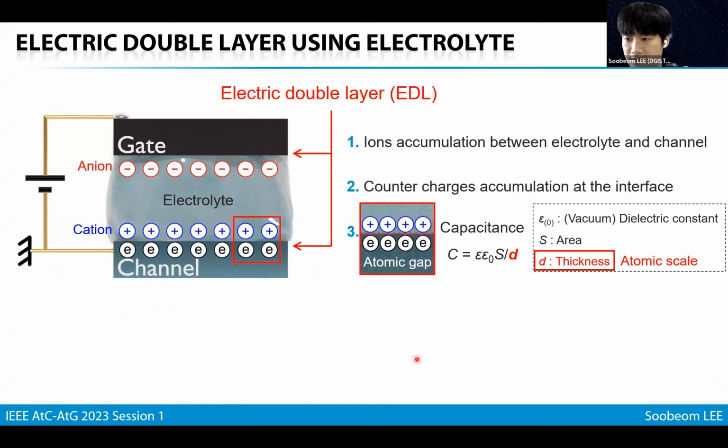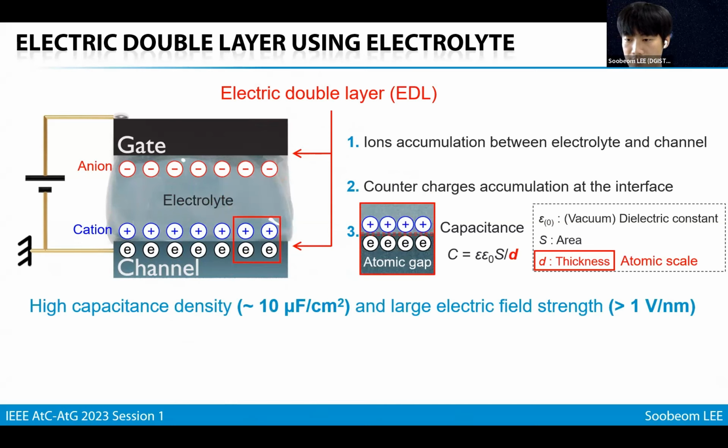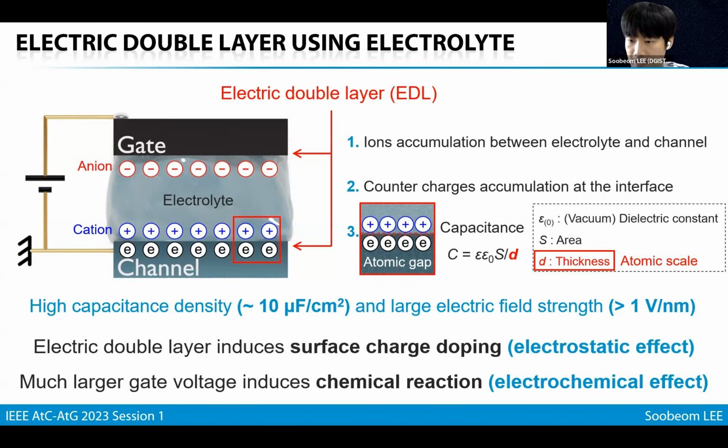Because the gap of the electric double layer is atomically narrow, it possesses a high capacitance density and a large strength of electric field can be applied. Namely, the electric double layer induces a large surface charge doping. Furthermore, application of a much larger gate voltage can induce chemical reactions.